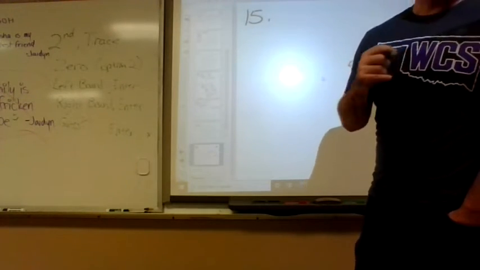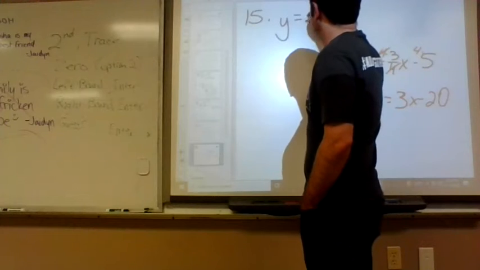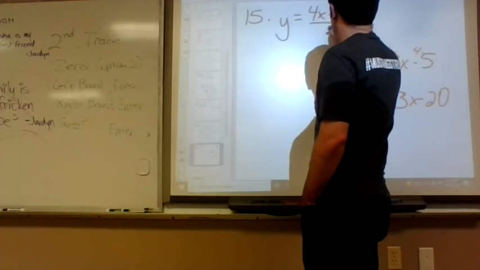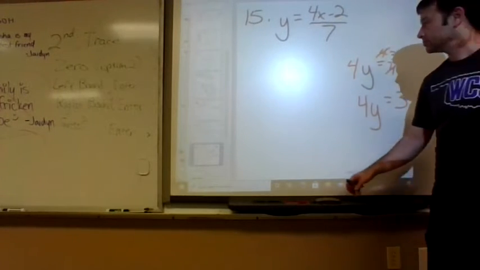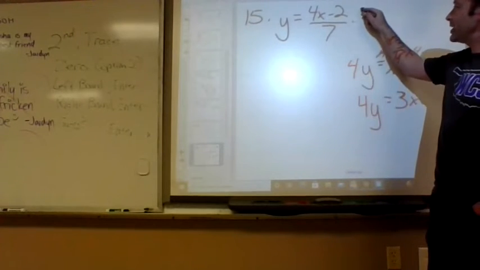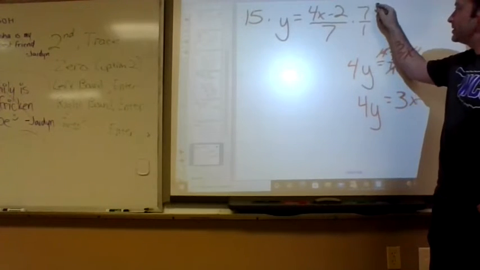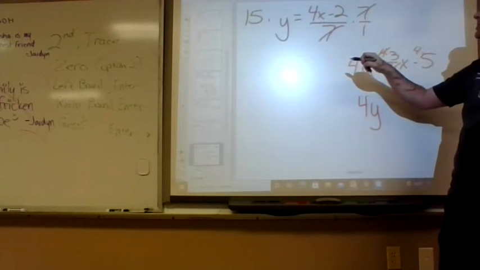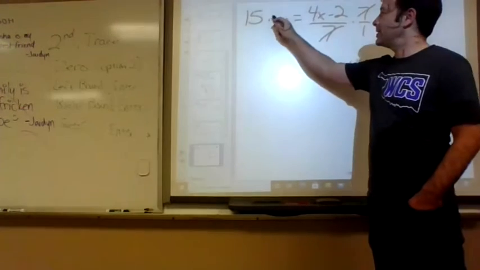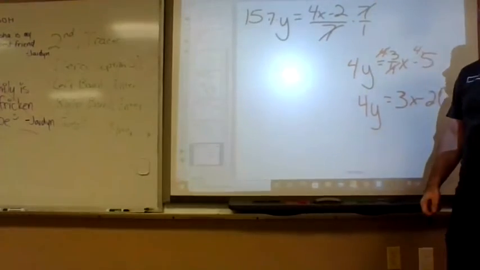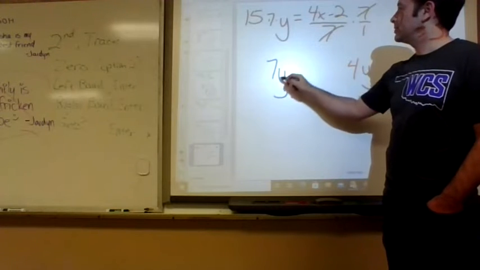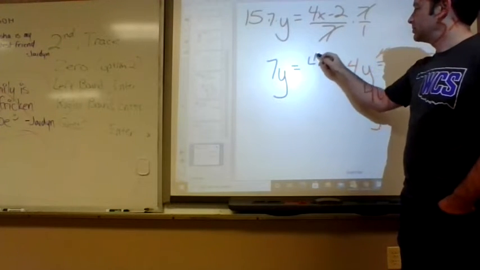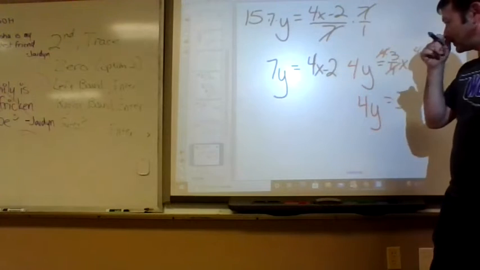15 says y equals 4x minus 2 over 7. Okay, since the whole right side is divided by 7, how can I get rid of a divide by 7? Multiply by 7. Because what happens when we multiply by 7? They just go away. But the right side will still have a 7. So we got 7y equals 4x minus 2.